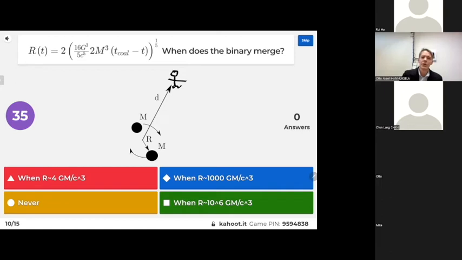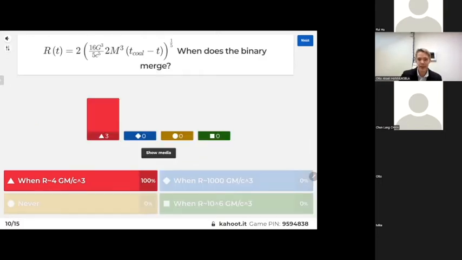But a question is, how long does this process actually go on? So when does the process stop? Most people think it's 4 GM per C to the power of 2. Oh, sorry, this is supposed to be C to the power of 2, by the way, not C to the power of 3. There's a typo. Let me fix that.